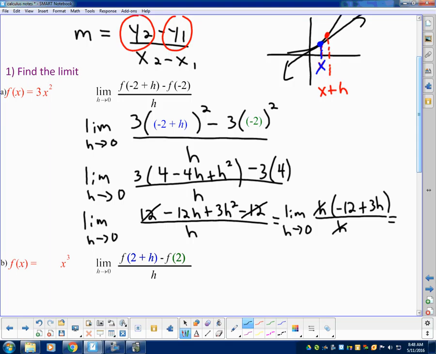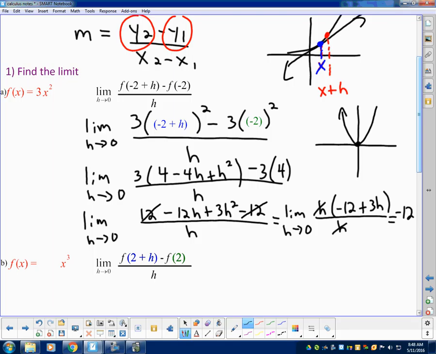If I plug in 0 here, 3 times 0 is 0. That leaves me with negative 12, right? So what this is saying is that if I look at the function y equals 3x squared, what does the function y equals 3x squared look like? Well, it's a parabola facing upward. It's fairly steep, right? Goes through the origin.